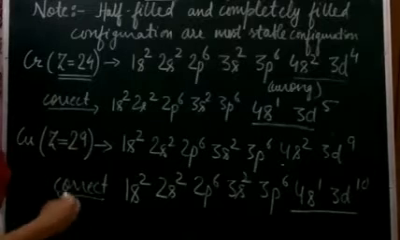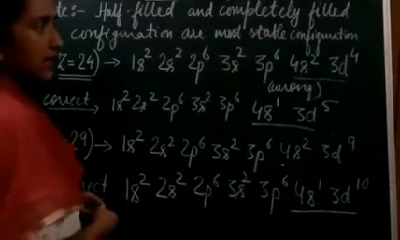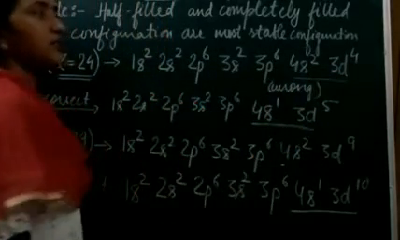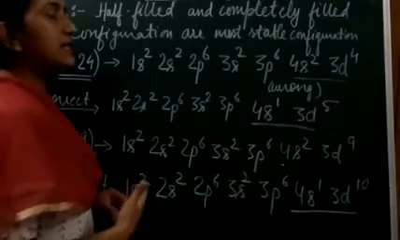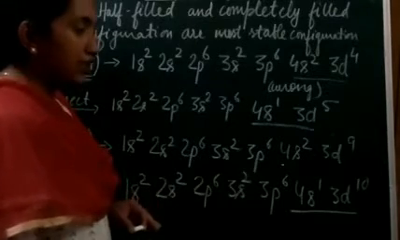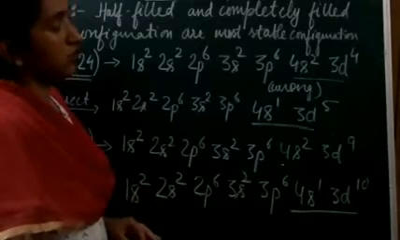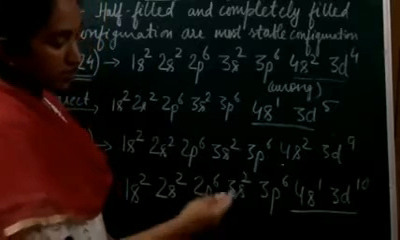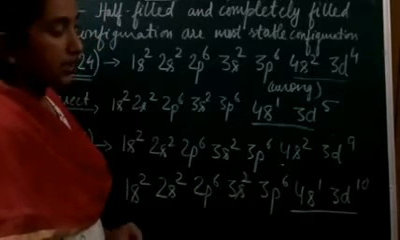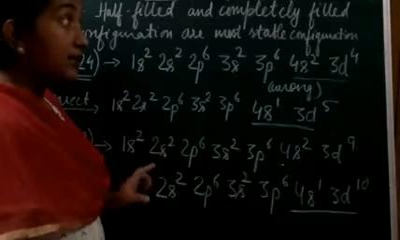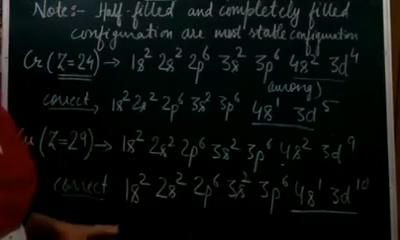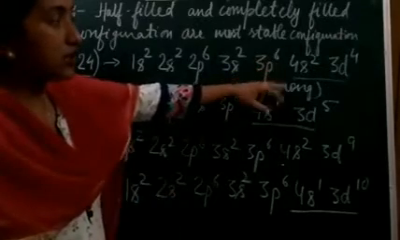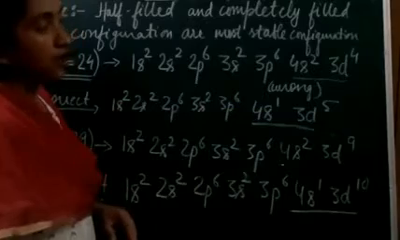So whenever you are writing the configuration, and you see that the nearby configuration is lacking the stable configuration by just one electron, not more than one, you can get that electron jumped to the one with slightly higher energy so that it attains the stable configuration. The jumping of one electron will lead to stability, either to the half filled configuration or to the completely filled configuration.